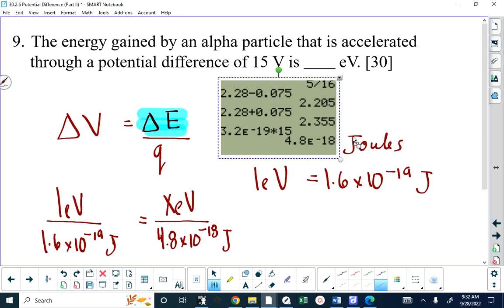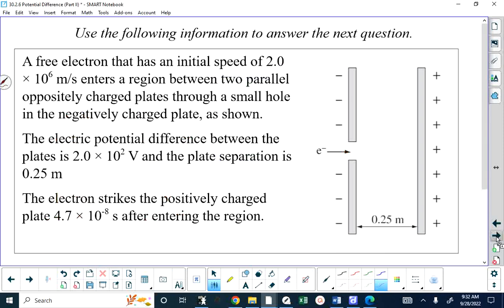Anyway, you said question 10? Okay. So let's take a look at question 10. So we have a free electron. It just means an electron that's not attached to an atom. It has an initial speed of 2 million meters per second, and it's going to enter the region between the 2 plates. There's a whole bunch of information given here.